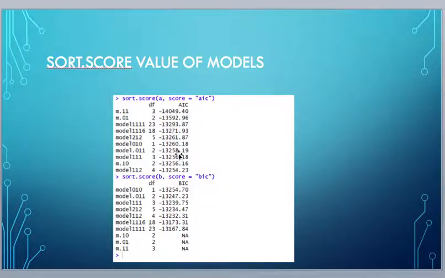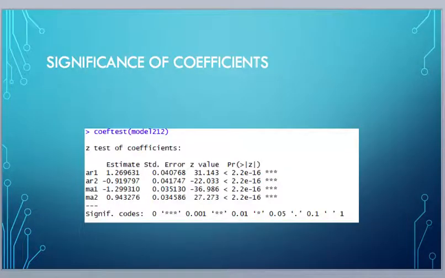That suggests that we are over-parameterizing the model and we don't need to go beyond 212. We did try 313, but again the third coefficient became insignificant. That's why we ceased our search at 212. All the coefficients in this model are significant, and hence this seems to be a good model to go forward with.